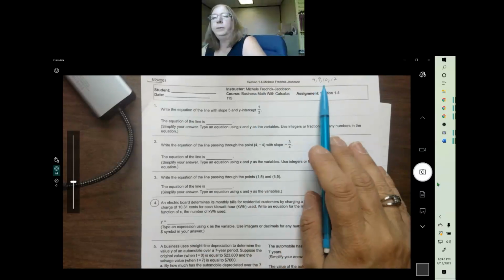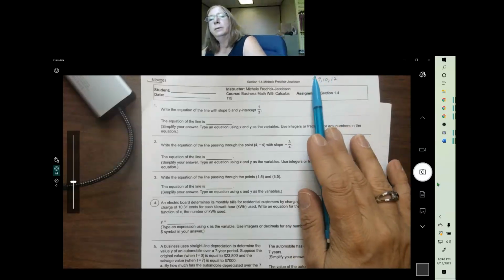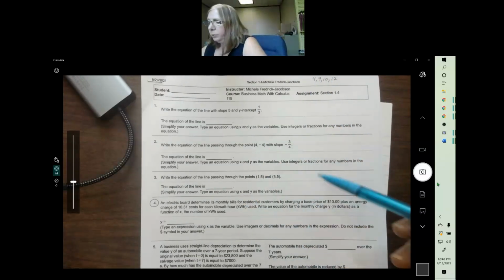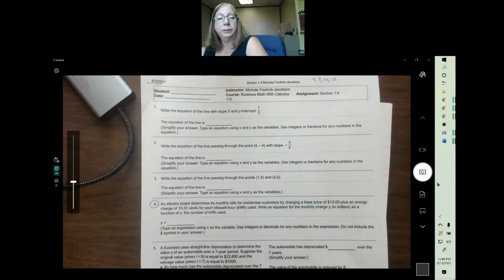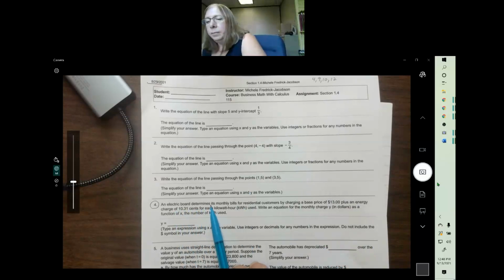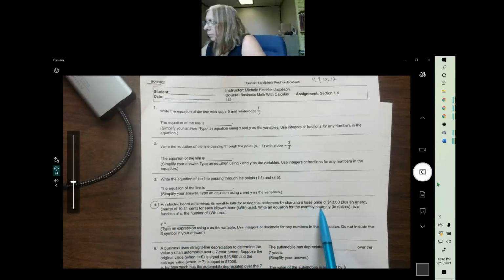On 1.4, you want to look at these ones. I mean, all of them are good and a lot of them repeat, but I liked these four the best for a review. An electric board, do we have time? Yeah, we have time for this one. An electric board determines its monthly bills for residential customers by charging a baseline of $13 plus an energy charge of 10.31 cents for each kilowatt hour.